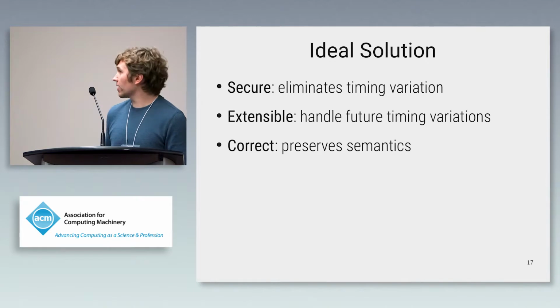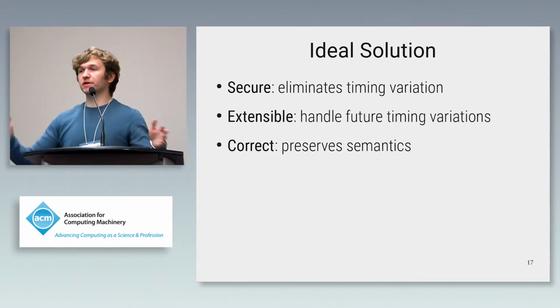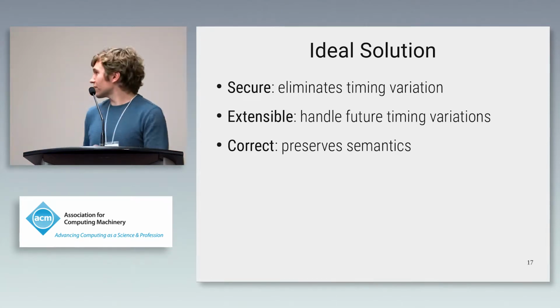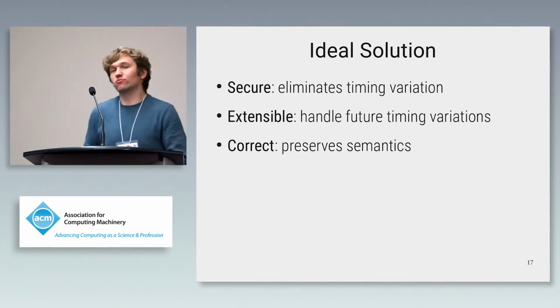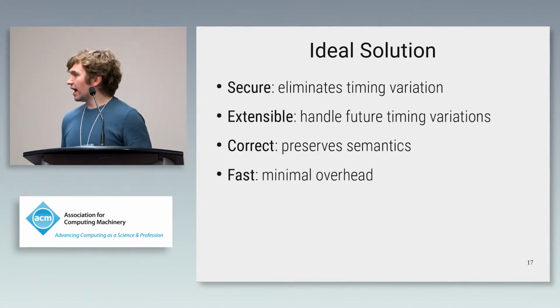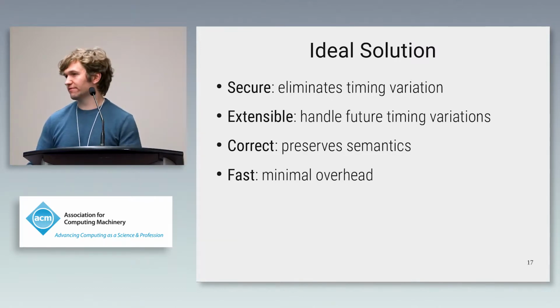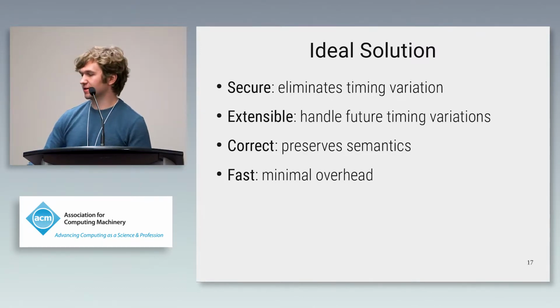Next, we want it to be correct because, one solution, it's constant time, just replace everything with 0. It's constant time, but it's kind of useless. So we want something that's generally correct. And lastly, something that's fast. We don't want to put too much overhead, especially if the browser wants to use something like this.